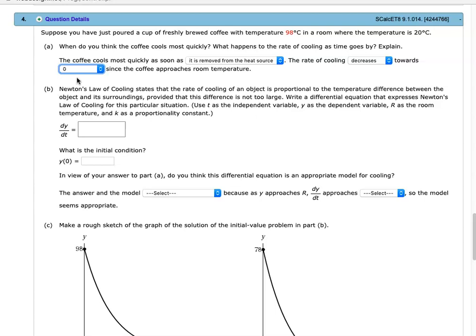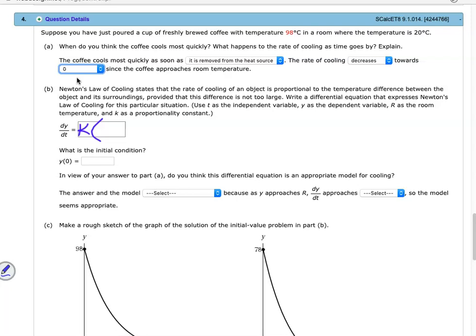So how do we write that? K is, so whenever you say is proportional to, you say equals K times. And it's proportional to the difference between the object's temperature and the room temperature. So what did we call these things? So write a differential equation.